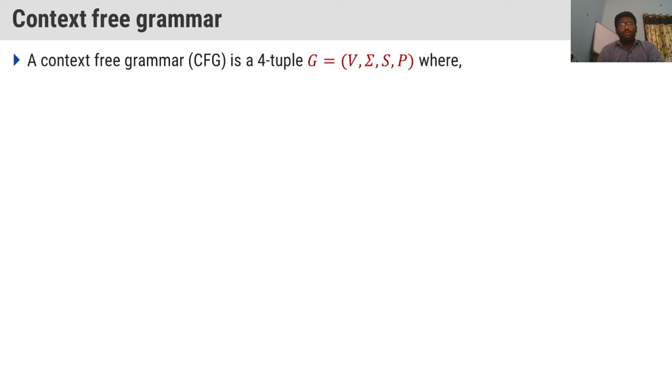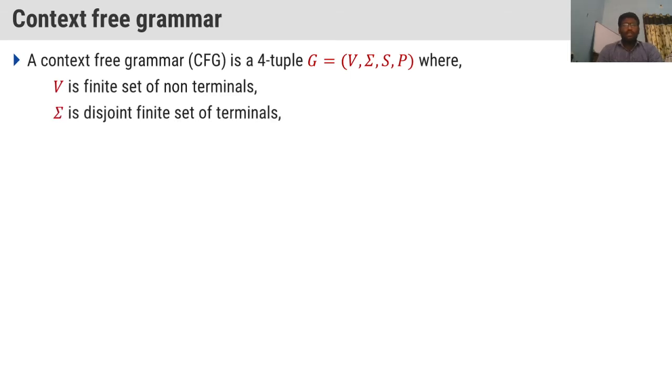G equal to V, T, S, P, or otherwise V, sigma, S, P. So the names of the symbols might differ, but they give the same meaning, where V stands for non-terminals, T stands for terminals. Previously we used to take the terminals as T. Here also you can take terminals. You can denote terminals with T, capital T, no problem.